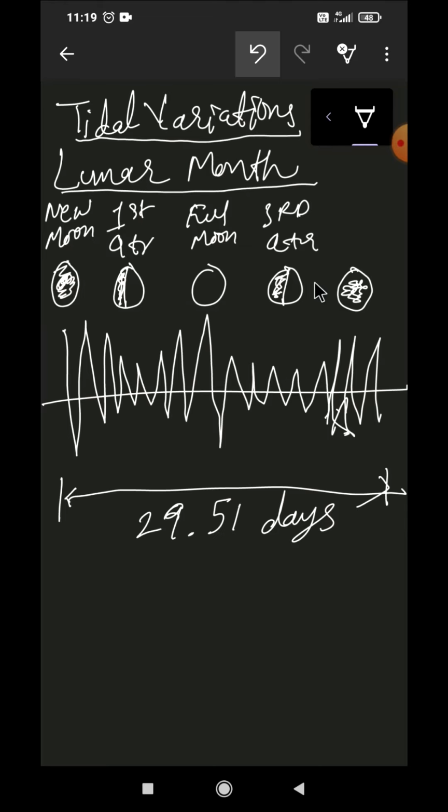A lunar day consists of 24 hours and 50 minutes, and in one lunar day there are two low tides and two high tides. The effect is maximum when the Earth, Moon, and Sun are in one line.